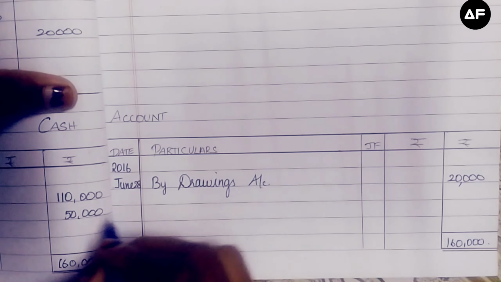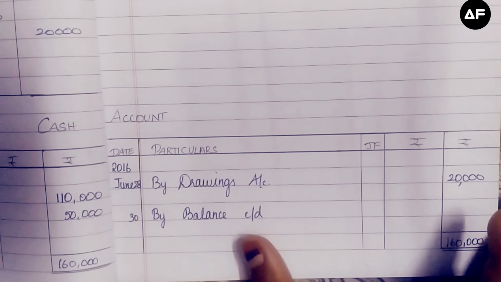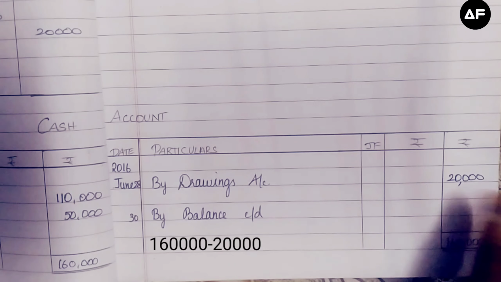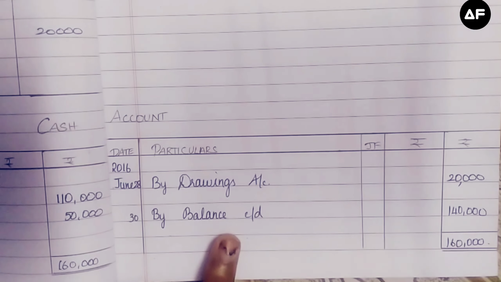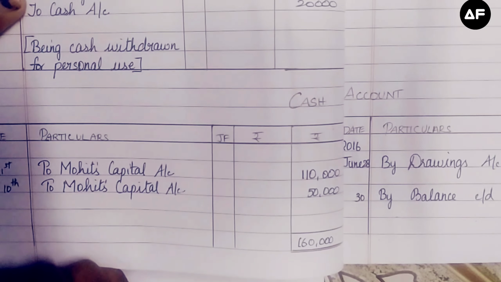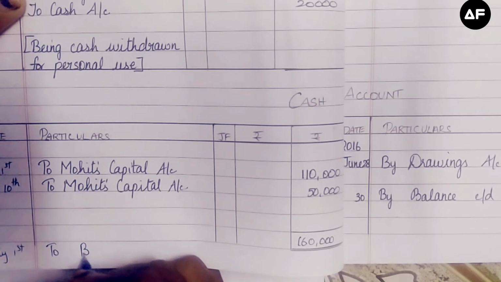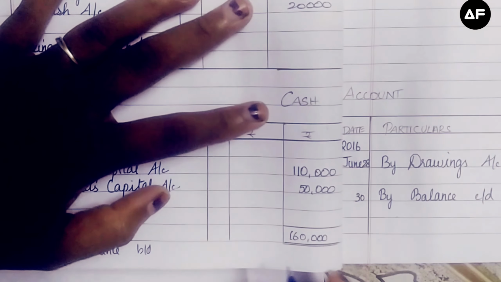Leave a line after the last transaction, and on the last date of June, by balance carried down is to be written, and 1,60,000 minus 20,000 is 1,40,000 to be recorded. Now this is to be taken to the next month, July. It's on the credit side, so go to the debit side of your cash account and below the total you are going to record it. So July 1st, to balance brought down 1,40,000.